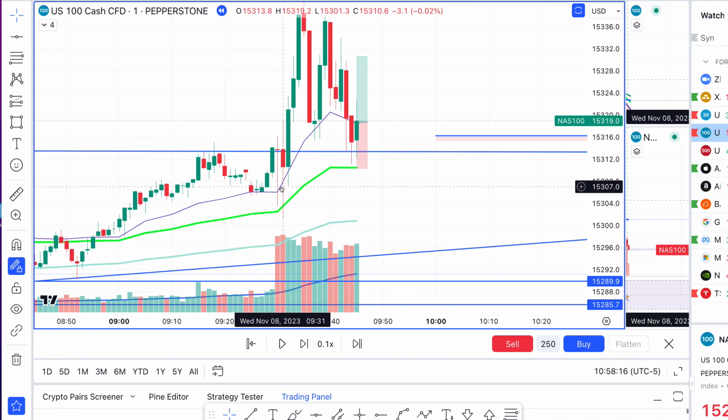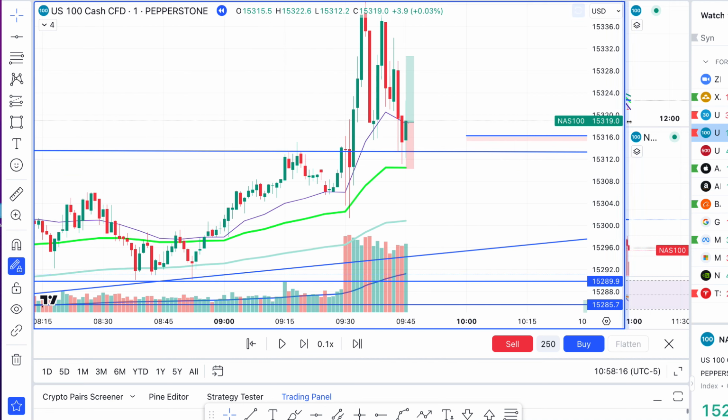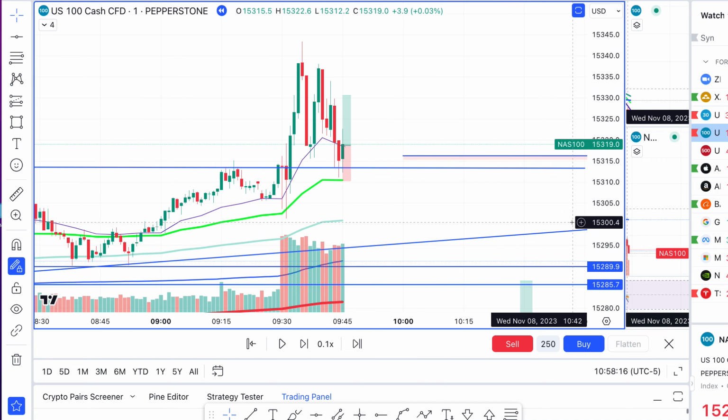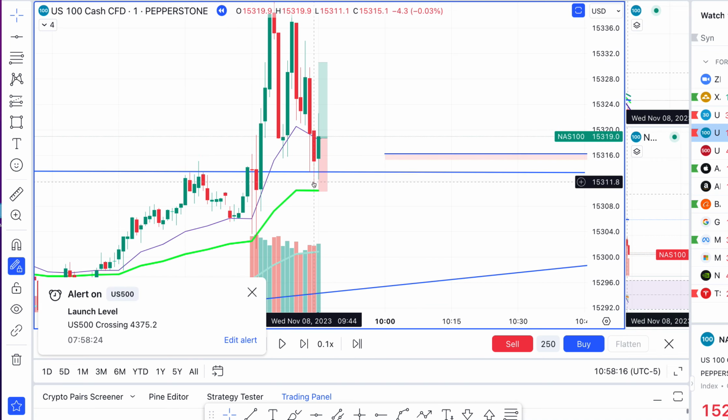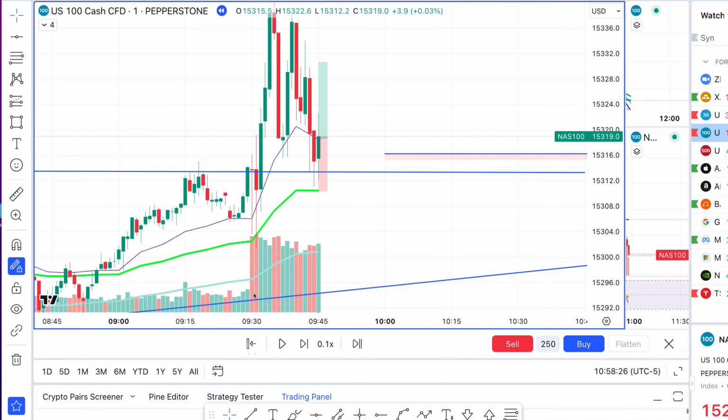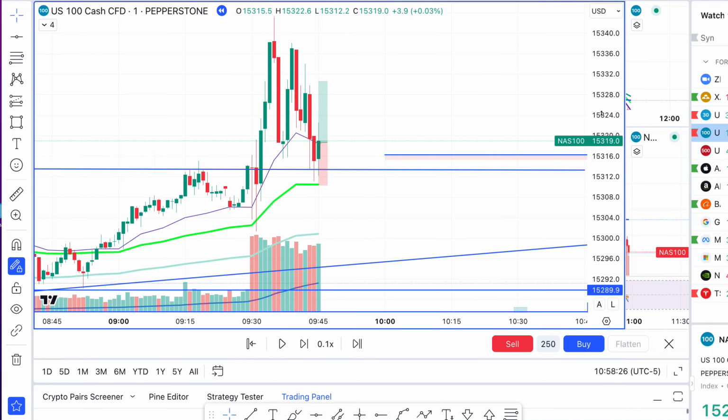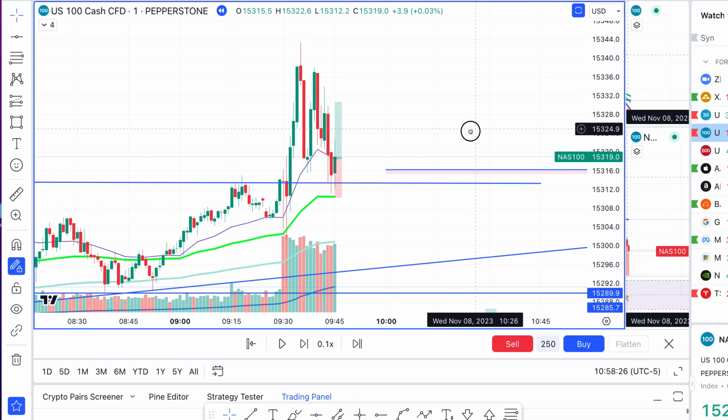It already put in one bottom off the 20 right there and launched. So I was interested in it because it came back down and hit the 20. US 500 is crossing the level. I'll look at that. I'm not going to trade that right now.